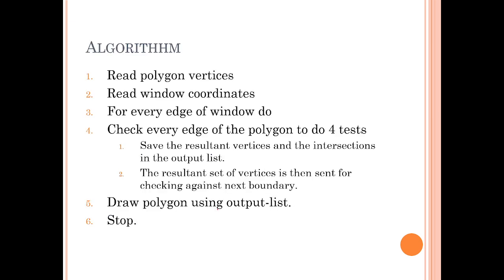So read polygon vertices, read window coordinates. For every edge of the window, check every edge of the polygon using the 4 tests. Save the resultant vertices and the intersections in the output list. The resultant set of vertices is then sent for checking against the next boundary. Draw the polygon using the output list and stop the process.